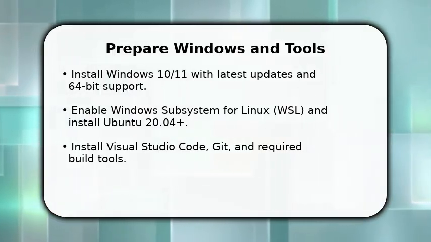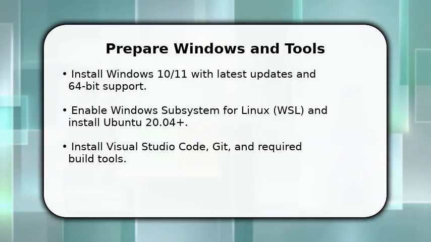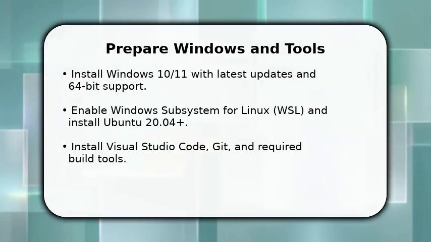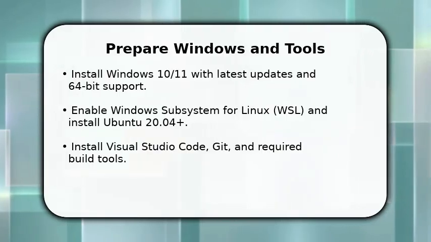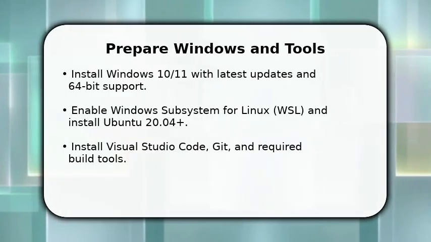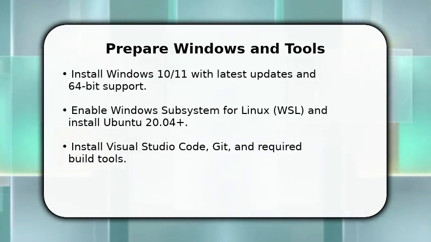Once WSL is active, install VS Code for editing, Git for source control, and Windows build tools for native interoperability. Make sure to update packages in Ubuntu so dependencies are current. This prevents obscure toolchain mismatches. These steps reduce friction later and let you focus on Swift itself rather than OS issues.